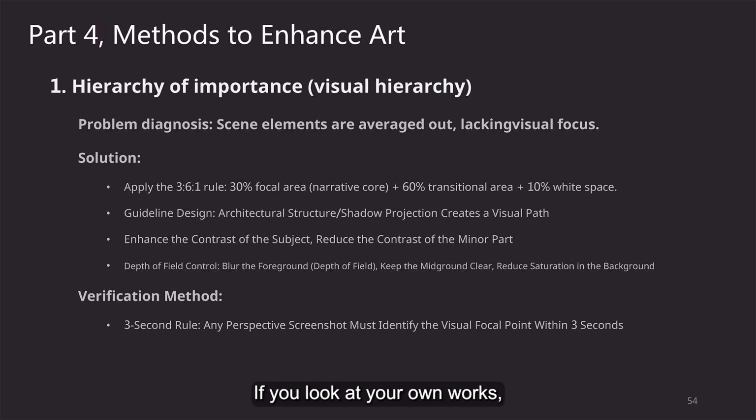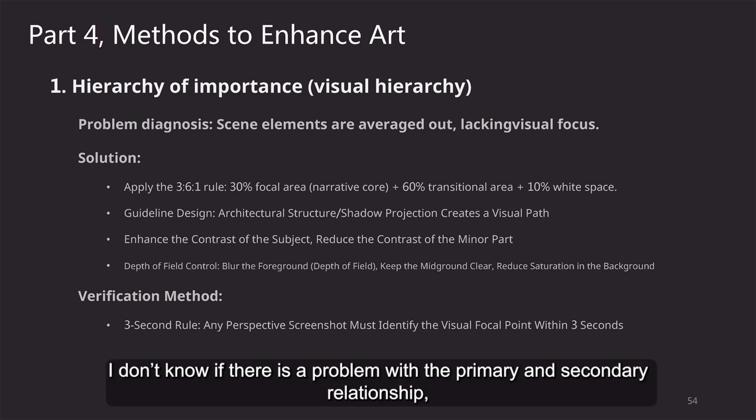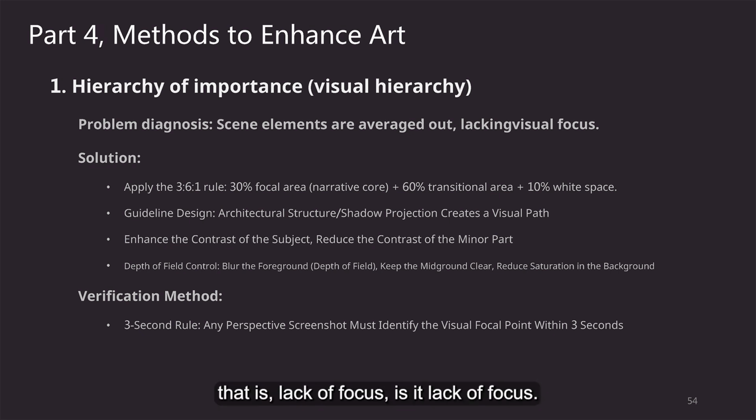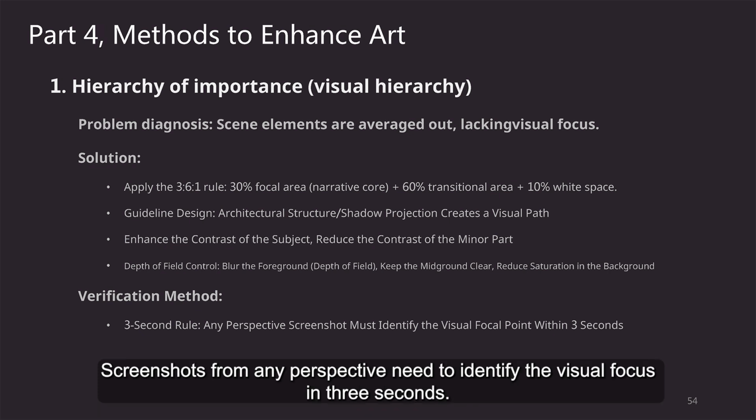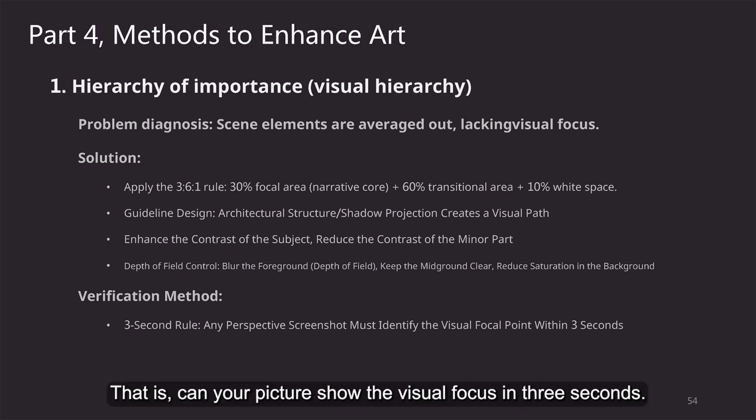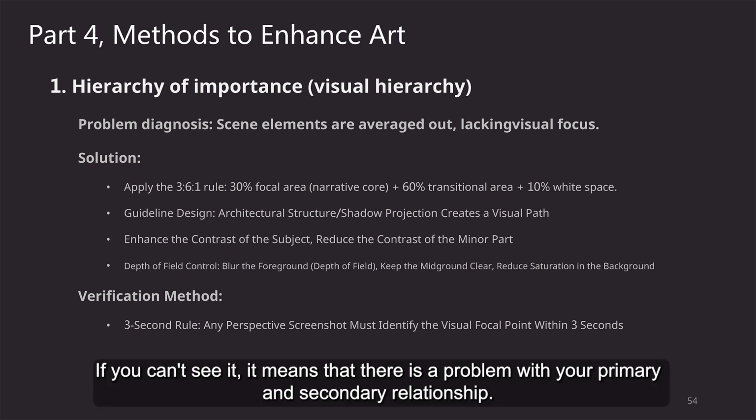If you look at your own work, I don't know if there is a problem with the primary and secondary relationship. That is lack of focus. Is it lack of focus? Then everyone can use this method, which is the 3-second rule. Screenshots from any perspective need to identify the visual focus in 3 seconds. That is, can your picture show the visual focus in 3 seconds? If you can't see it, it means that there is a problem with your primary and secondary relationship.